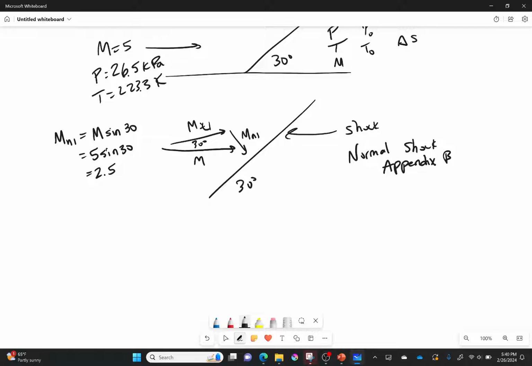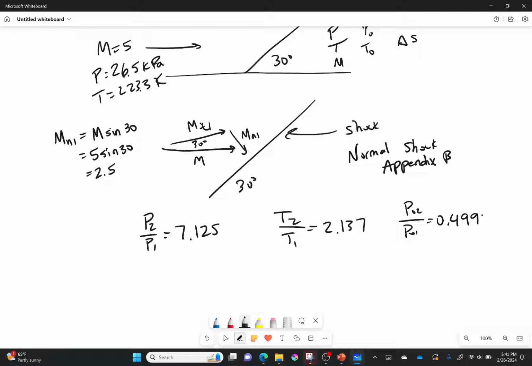So I had that P2 over P1 is equal to 7.125. T2 over T1 is equal to 2.137. And P02 over P01 is equal to 0.499. Oh, one thing I forgot to mention is that we can also find our normal Mach number afterwards, which is going to be equal to 0.513. That was another thing I should have grabbed.